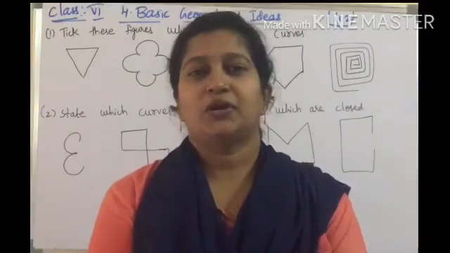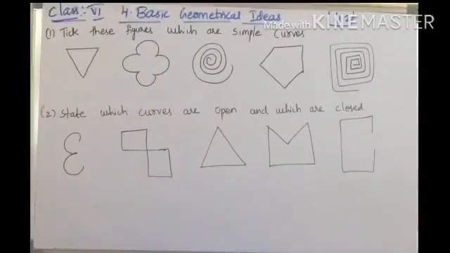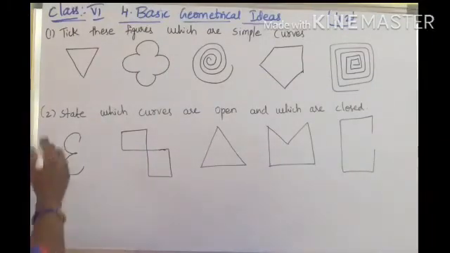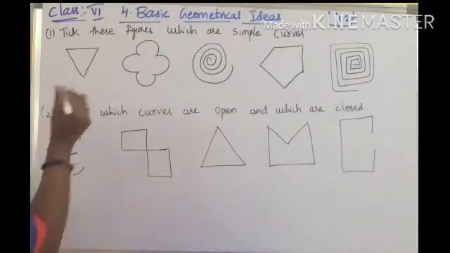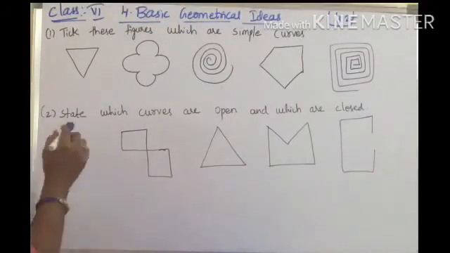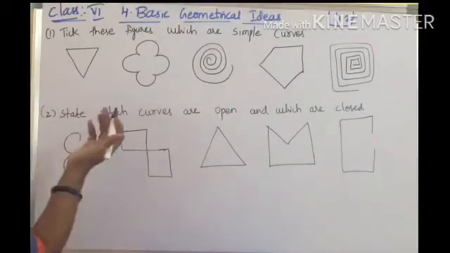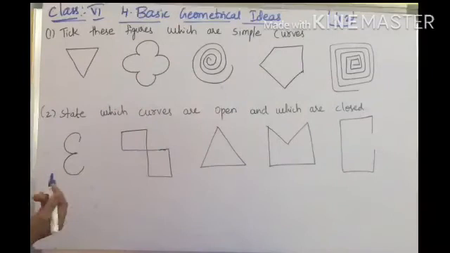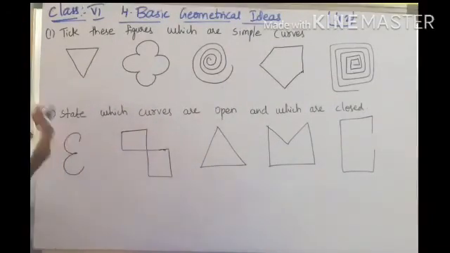In this video I am going to explain exercise 4.2 of Unit 4, Basic Geometrical Ideas. Here in this exercise we are going to discuss curves and polygons. Now, first question: take these figures which are simple curves. Before going to that, what is a simple curve? A curve which does not cross itself is called a simple curve, and it can be a closed simple curve or an open simple curve, but it should not cross itself.